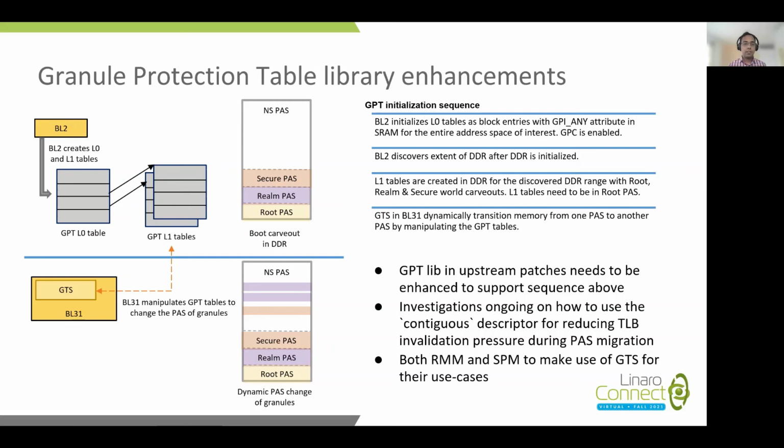The Granule transition service in BL31 will later transition memory from one PAS to another at runtime by manipulating the Granule protection tables. So the library in upstream needs to be enhanced to support the above sequence. We are also investigating how to use the contiguous descriptor to reduce TLB invalidation pressure during PAS migration. Both RMM and SPM will make use of the Granule transition service for this use case. In the case of SPM, it will use the Granule transition service for fulfilling dynamic TrustZone use cases.